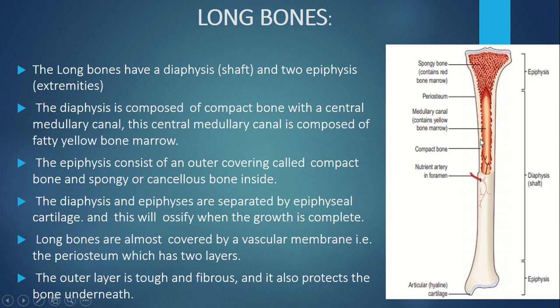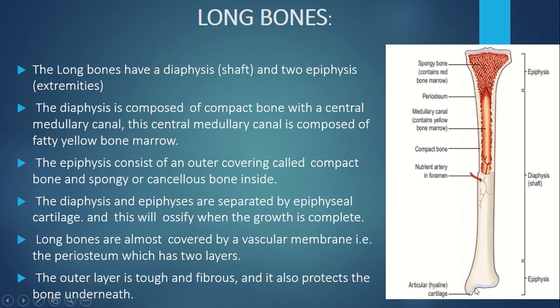So here you can see a thickening of the bone that is called the compact bone. So periosteum is the outer one and next is the compact bone. Here you can see veins and arteries present. That is a nutrient artery in the foramen. For the bone to grow and be nourished, it needs some blood supply. That is a nutrient artery in the foramen.